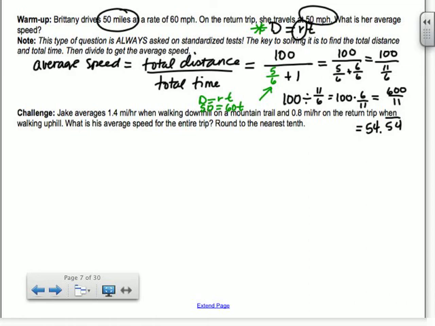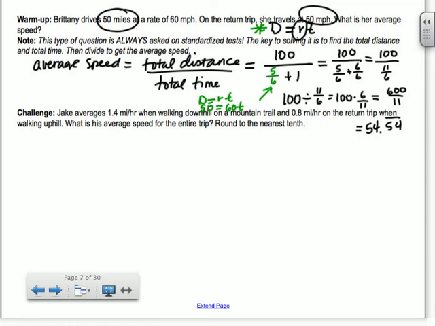Okay, so let's try this one. Jake averages 1.4 miles per hour when walking downhill on a mountain trail and 0.8 miles per hour on the return trip when walking uphill. What is his average speed for the entire trip? Round to the nearest tenth. Okay, this is a hard one.